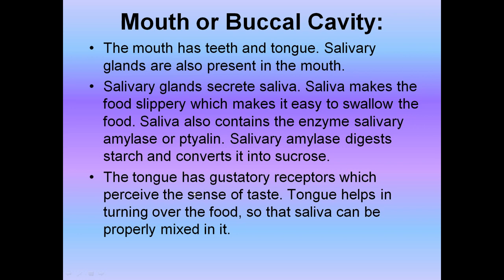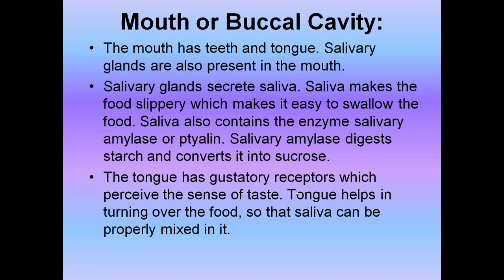Okay, next is the tongue. The tongue has gustatory receptors. What are gustatory receptors? These are the receptors meant for the sense of taste. With the tongue we can sense whether the food is bitter or sweet. We can taste with the help of the tongue because the tongue has gustatory receptors. Remember this term, gustatory receptor.